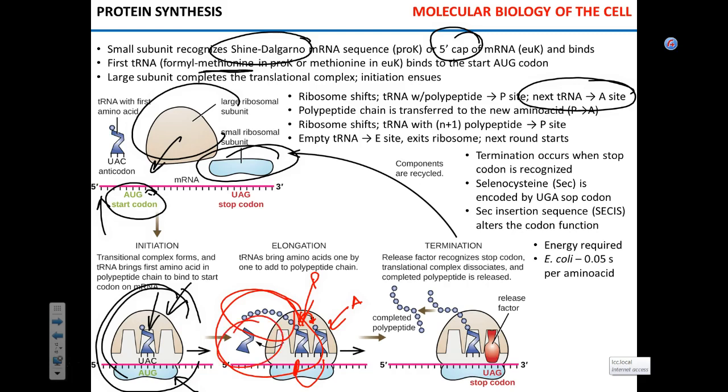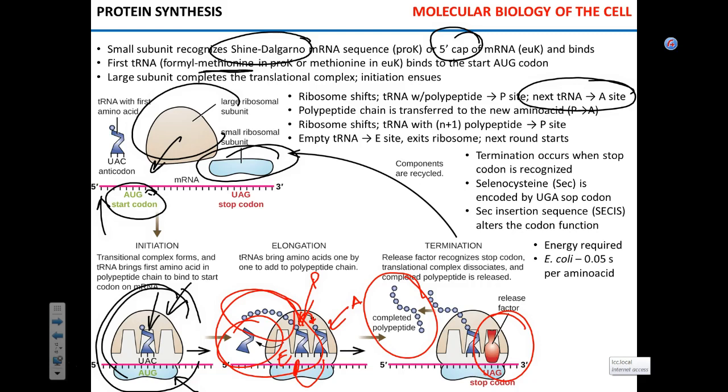The tRNA that has no amino acid anymore is being thrown out from the E site. This process repeats itself again and again. A new tRNA enters the A site. Often called attachment. The polypeptide chain, the growing chain, is moved from P to A. The ribosome shifts. The empty tRNA is thrown away. The cycle starts again. When does it stop? When the termination factor, the release factor, binds to the stop codon, UAG, and makes the polypeptide detach from the ribosome.